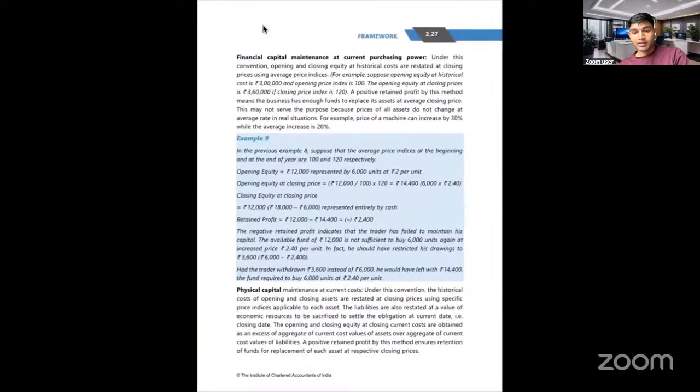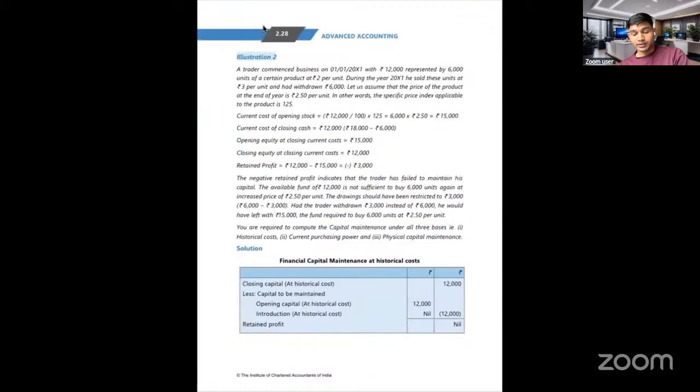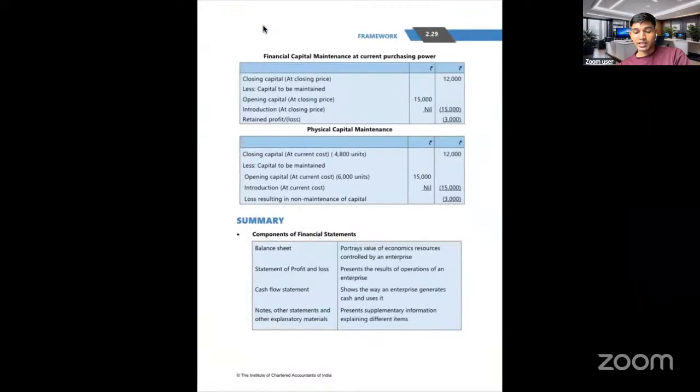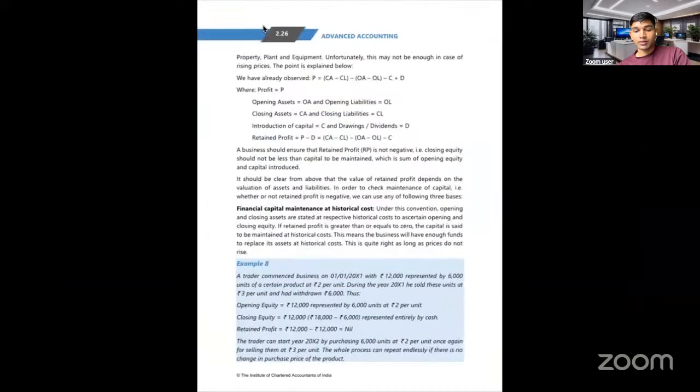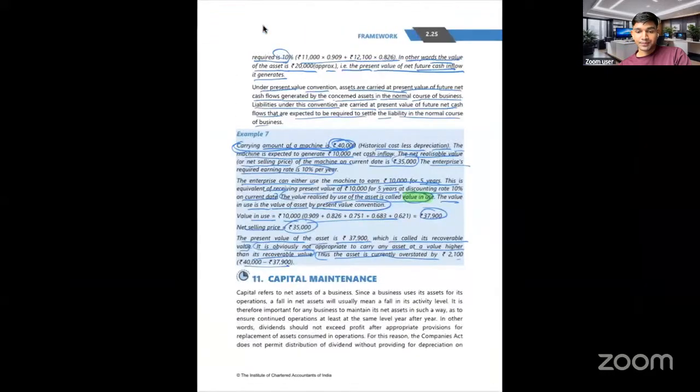Now we will see capital maintenance, financial capital and physical capital, and then we'll come to the summary of this chapter. Here, capital maintenance. Capital refers to the net asset of a business. Since the business uses its asset for its operations, a fall in net asset will usually mean a fall in its activity level.